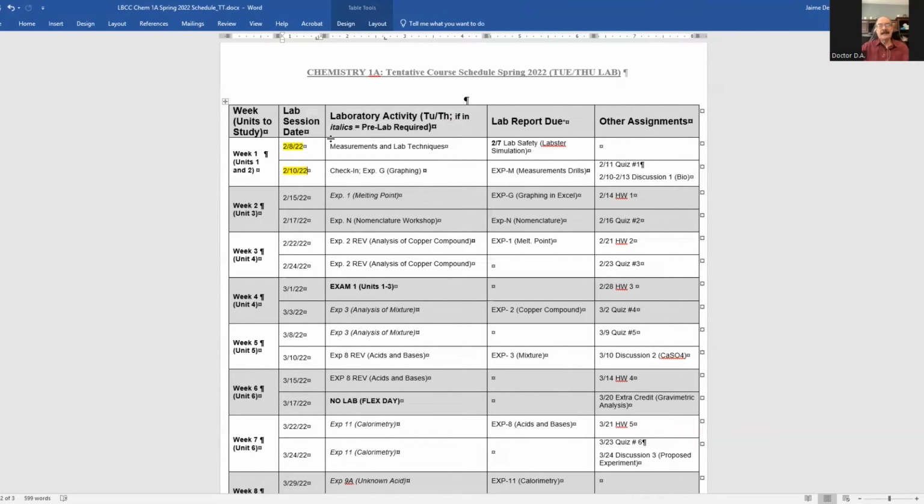So in here, I have what is the activity we're going to do on that particular day. As you can see here, on day 1, what I want us to do is a lab techniques and measurements review. That'll be the activity for that day. Notice that on the second day of that week, we will check in. We're going to be assigned a locker. And we're going to do a graphing exercise. So you can follow through here.